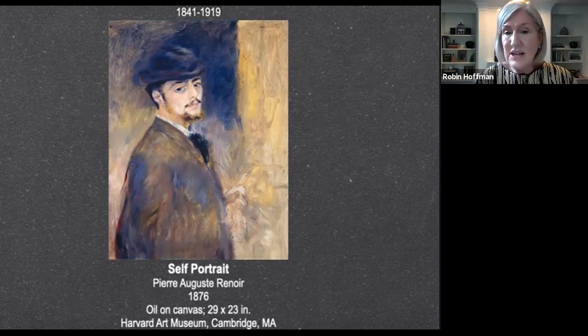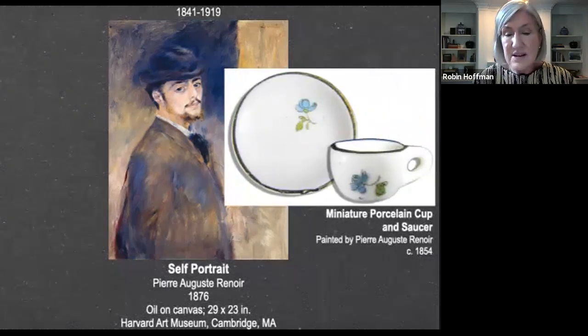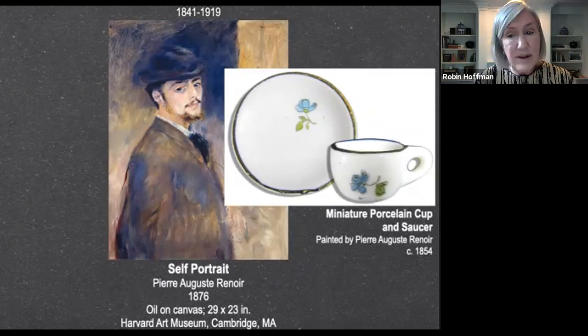By 13, he was an apprentice in a porcelain factory where he learned to decorate their porcelain pieces with flowers. These 2 pieces are miniatures. The cup is only a ½ inch tall, and the saucer is 1 inch in diameter. As we'll see, Renoir went on to become one of the greatest flower painters in the history of art.